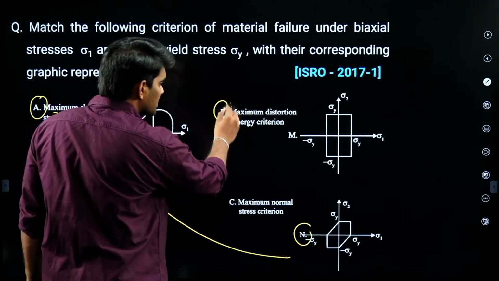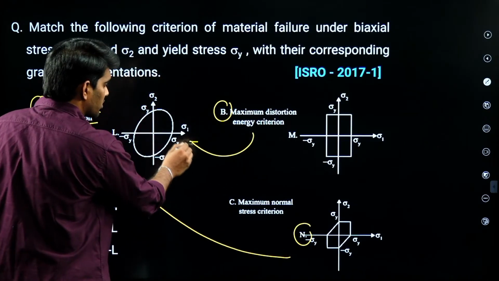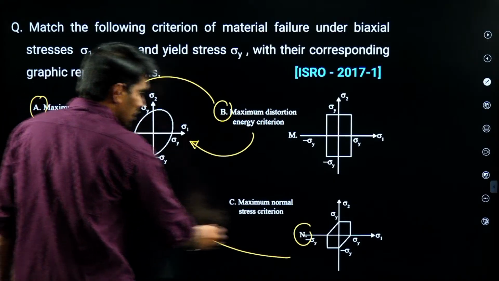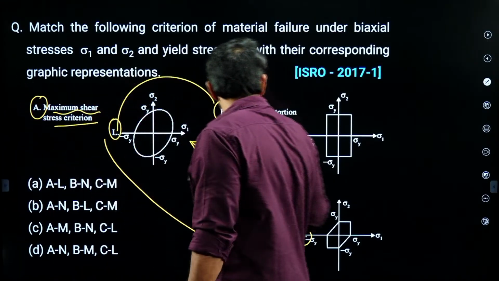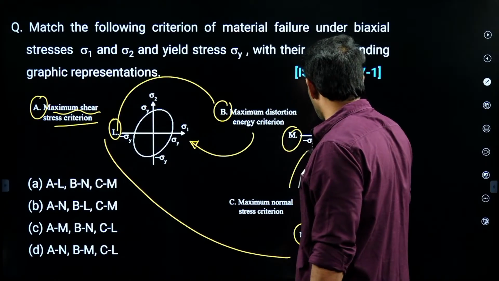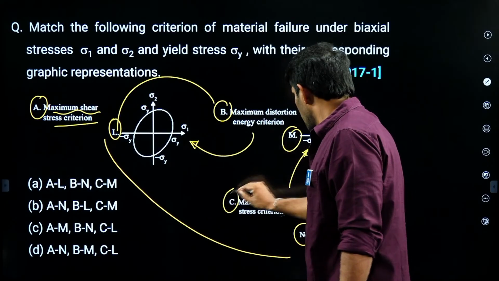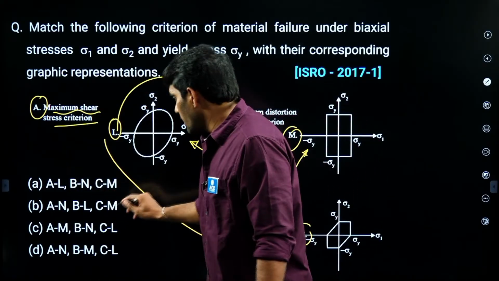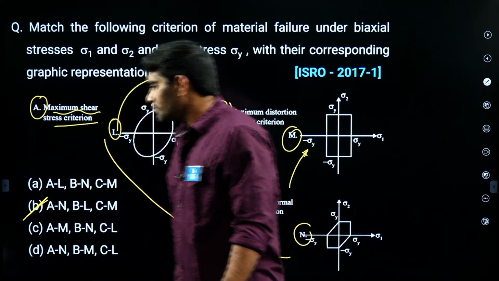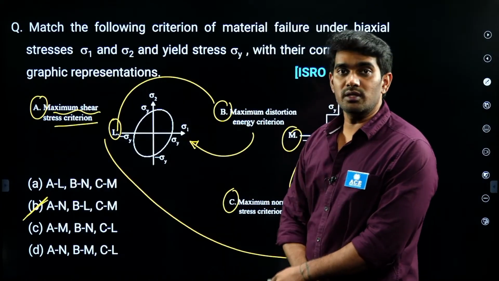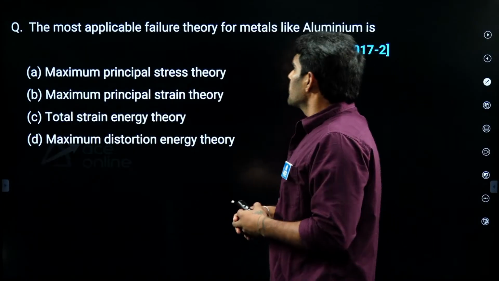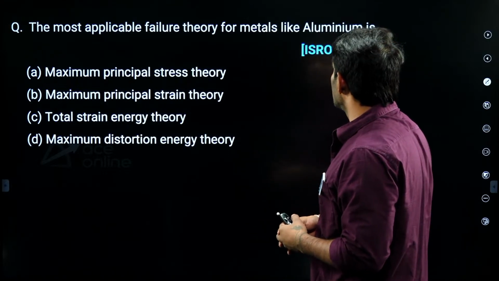According to maximum distortion energy, this is the shape that we are getting. Which means B goes to L, A goes to N. So N, L, M. Maximum normal stress is M. So the answer here is N, L, M, which is nothing but B. Okay, moving to the next one. The most applicable failure theory for metals like aluminum.